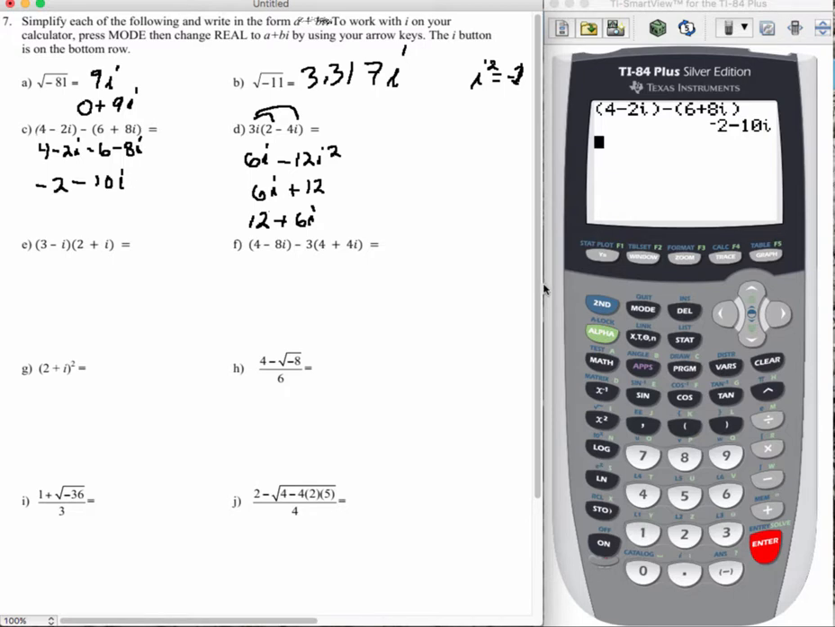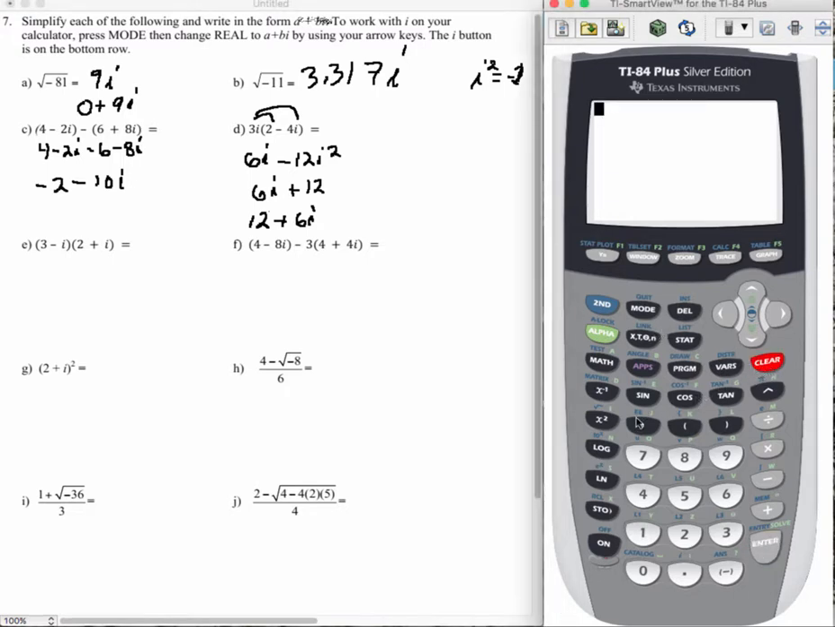Okay, so let's go ahead and speed this up a little bit. I'm just going to start doing the remainder of these on the calculator just to help me out here. So let's go with 3 subtract i times 2 plus i.